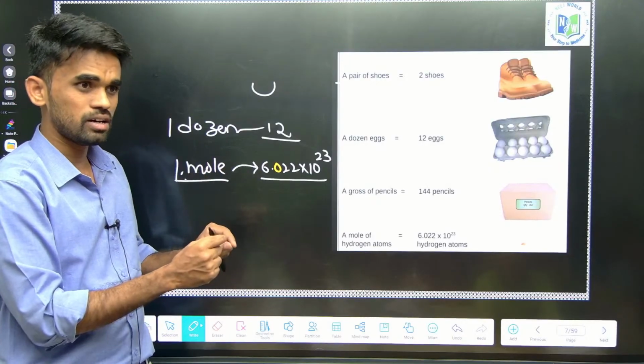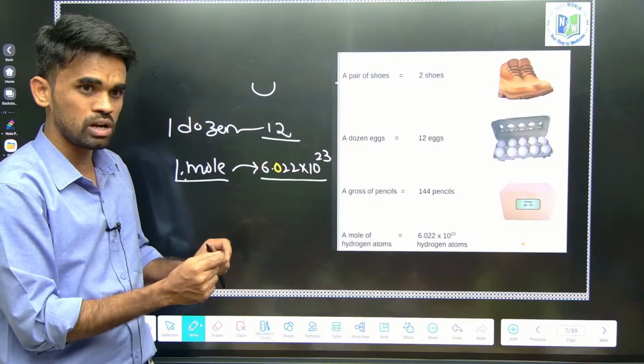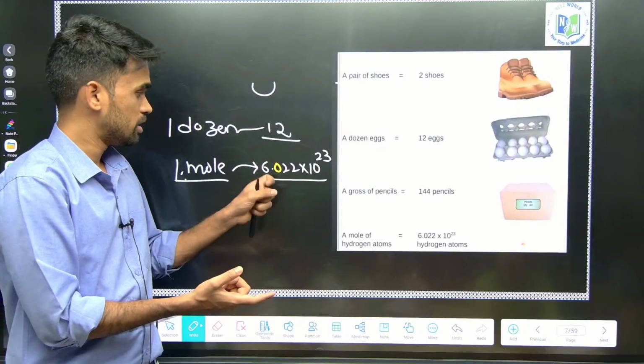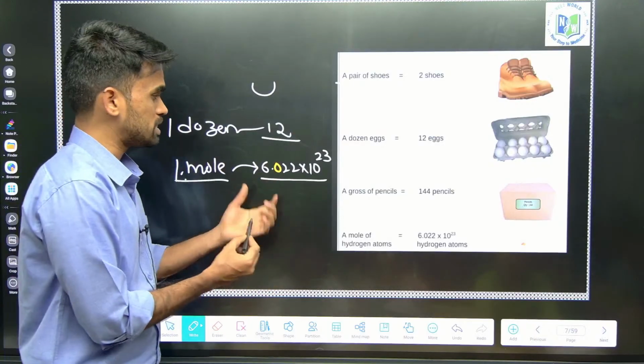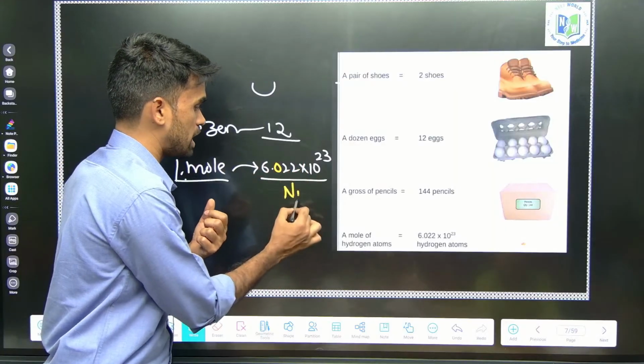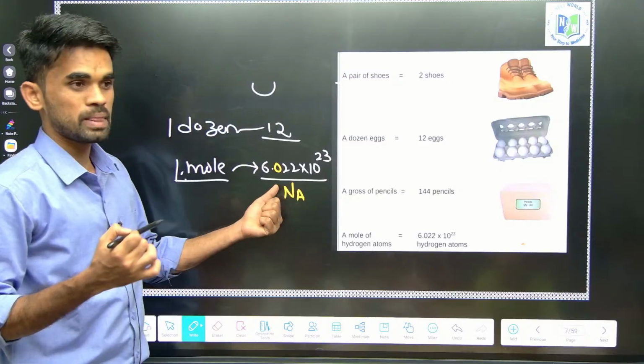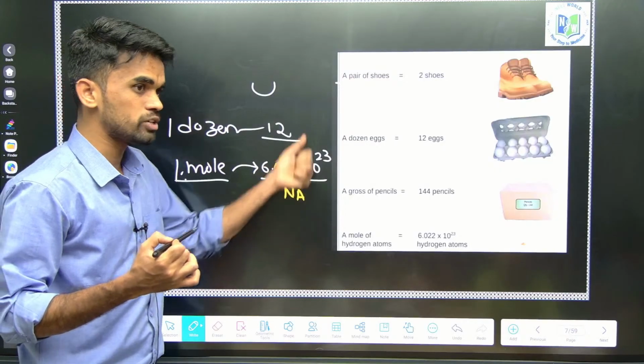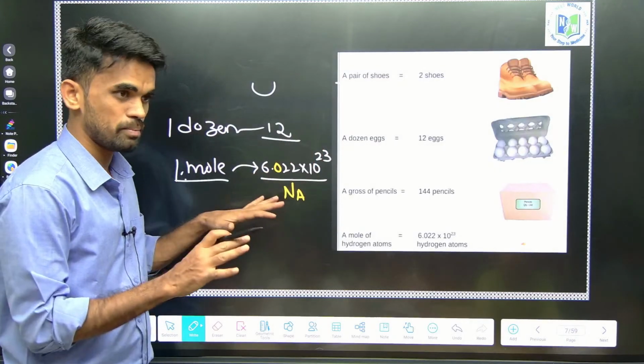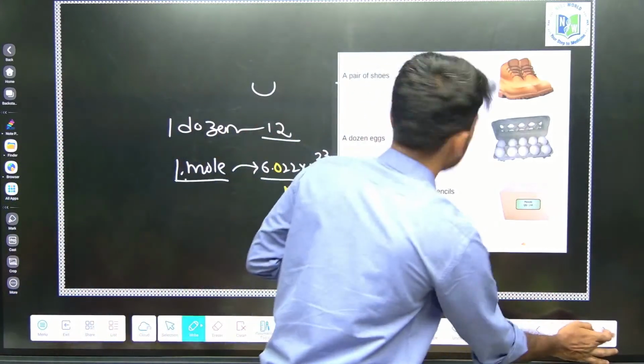So whenever someone says a mole, what does it mean? Avogadro number. This big number is called the Avogadro number, indicated with the symbol Na. Avogadro number, 6.022 × 10 power 23. That's it. You just remember it like this. We will move forward.